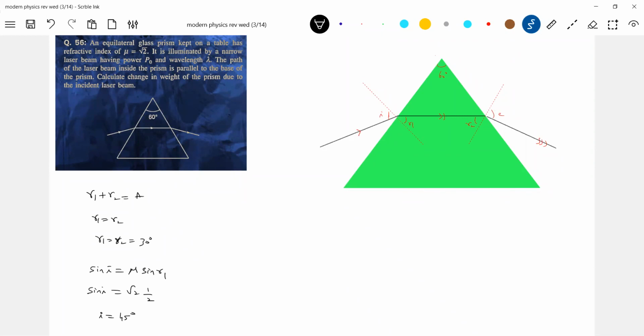Calculate the change in weight of prism due to the incident laser beam. Okay, the angle of incidence we know is 45 degrees. So this is the 60 degrees we have. R1 is how much? 30. Okay, this angle is what? 60. Okay, it will exert force, no?